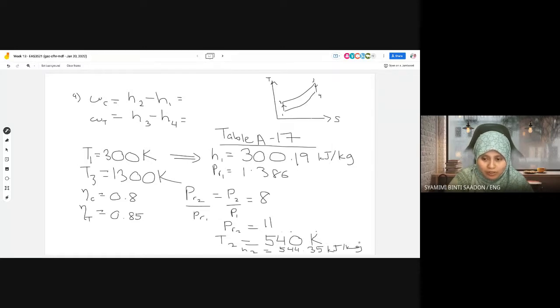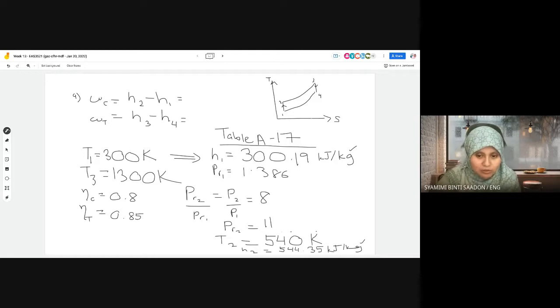Knowing H2 and H1, we can calculate the compressor work. The same thing can be done for turbine work. We know T3 is 1300 Kelvin. We search for H3 using the same table, table A17 at 1300: H3 is 1395.97, and the PR is around 330.9 or 331.